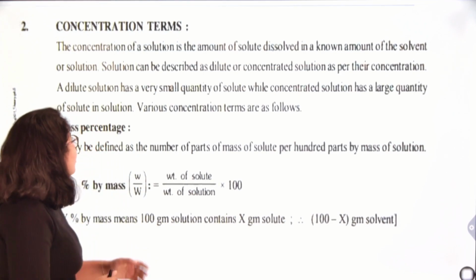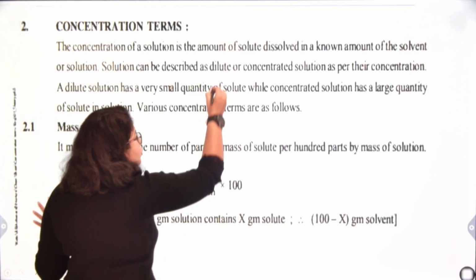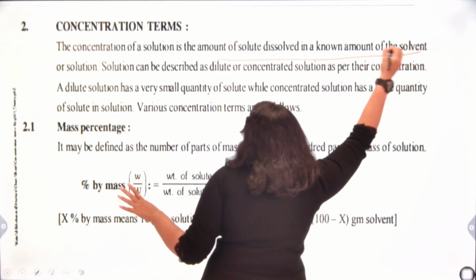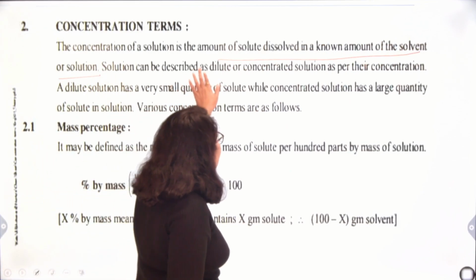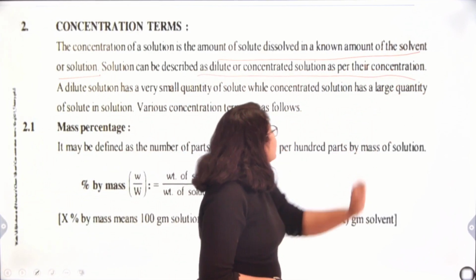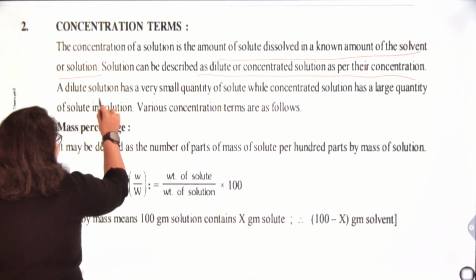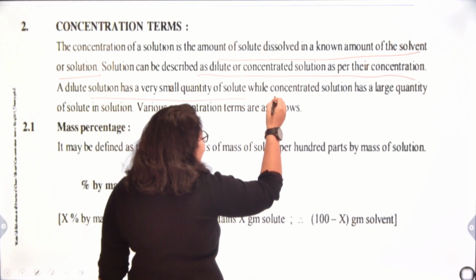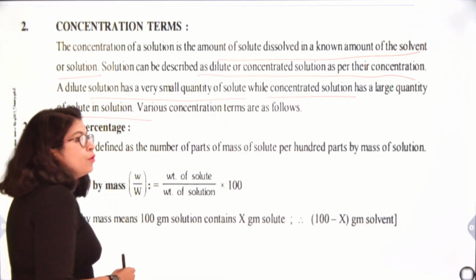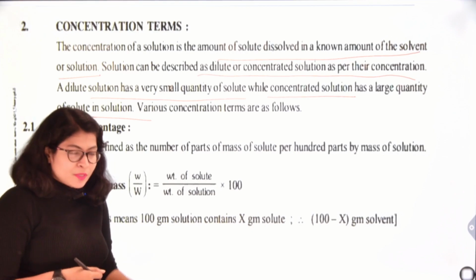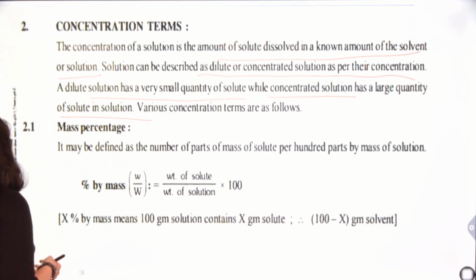So the concentration of a solution is the amount of solute dissolved in a known amount of solvent or solution. Solutions can be described as dilute or concentrated as per their concentration. A dilute solution has a very small amount of solute, while the concentrated solution has a large amount of solute in solution. Okay, so various concentration terms are, the first one is mass percentage.